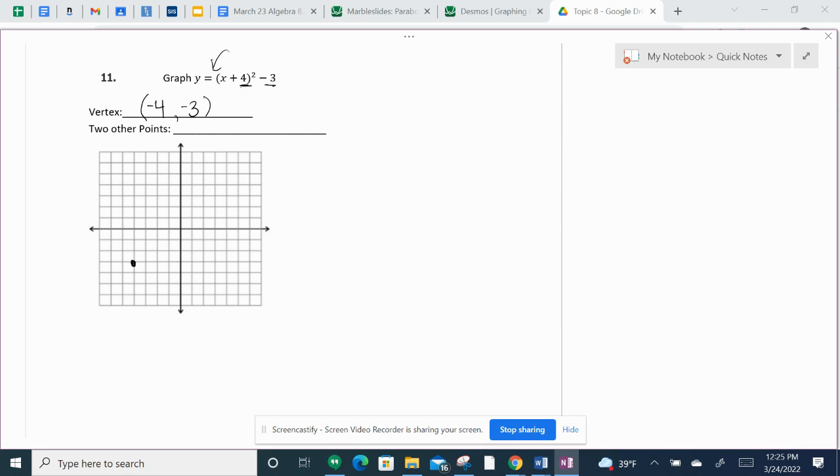But to get some good points that I feel comfortable with, I'm going to go ahead and use my t-chart method to finish this out. So I'm going to start with my vertex at negative 4, negative 3, and then I'm going to choose some points that are nice and close. So maybe negative 3 and negative 2. Now this one, when I plug it in, I can do it just the way that I did before.